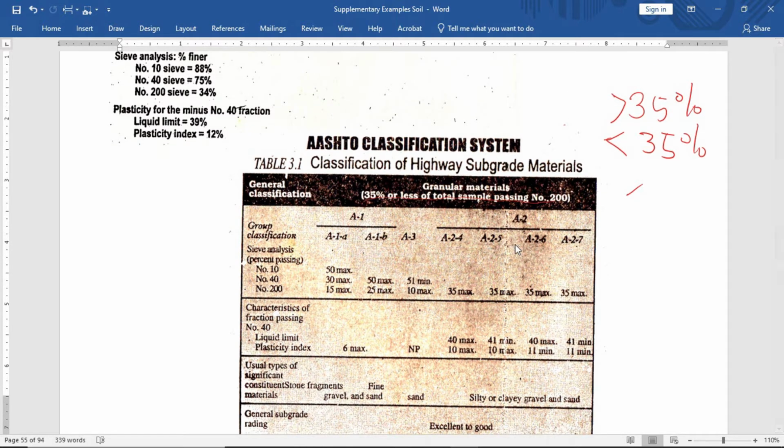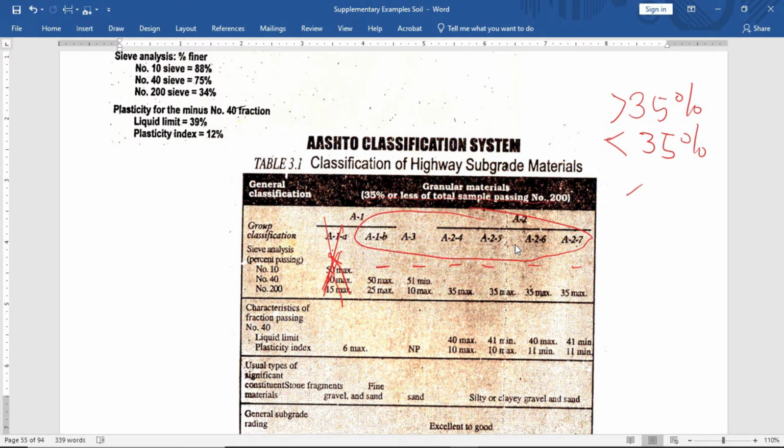So, simulan natin sa number 10, percent passing. Sa A-1-a, maximum is 50. Hindi na pwede kasi maximum 50, 88 ang given natin. So, automatic, wala na to agad. Pass yan, so pwede pa natin consider tong natitira.